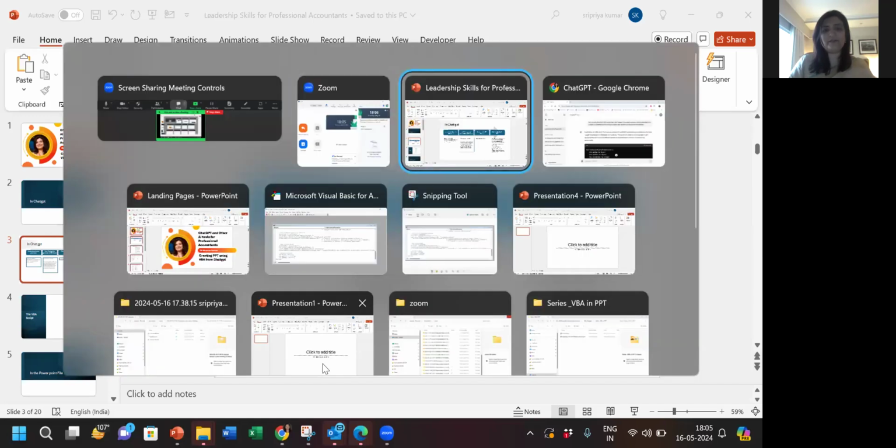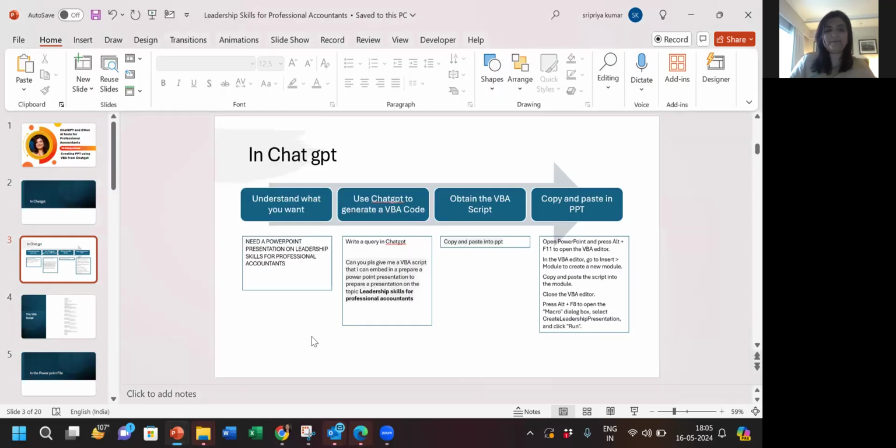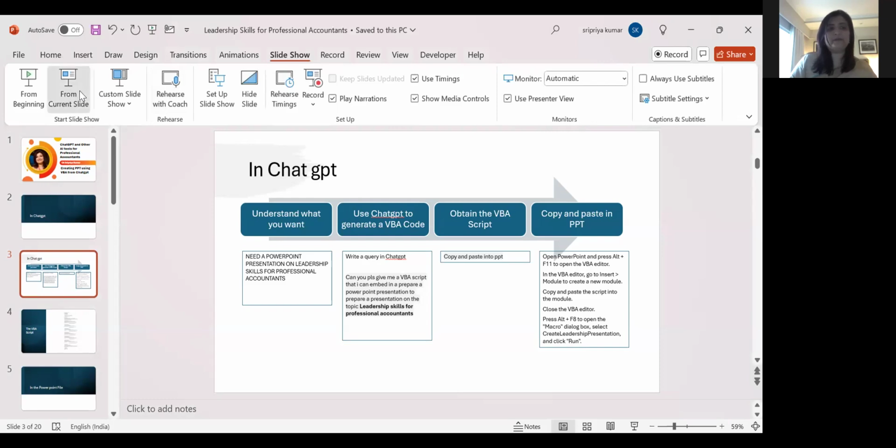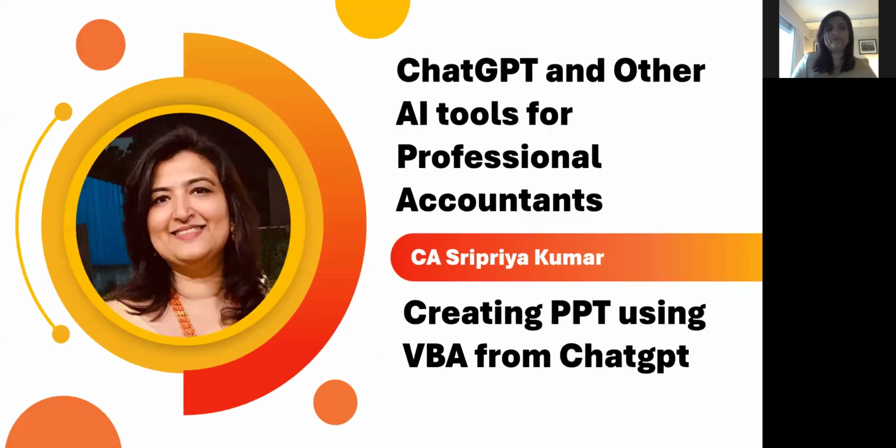So this is the screen. Let me show you the screen. Yeah, so you're able to see my screen now. Then here goes. So this is creating PowerPoint using VBA scripts from ChatGPT.